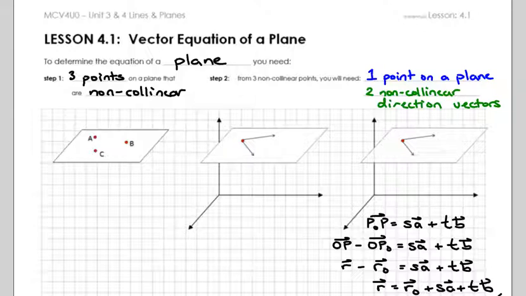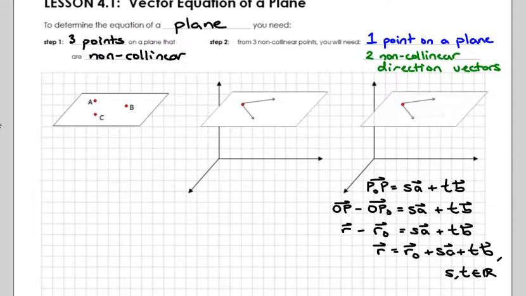Now, what we really need in order to create this equation is what I've written in blue and green on the right-hand side. If the teacher on a test gives you 1 point and two direction vectors that are non-collinear, that's actually all you need in order to create your equation. But rarely are things so easy, right? So they might instead give you on the left-hand side 3 points instead. And so I'm going to show you how to find the equation just from those 3 points.